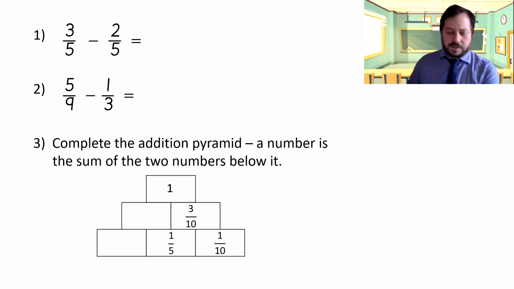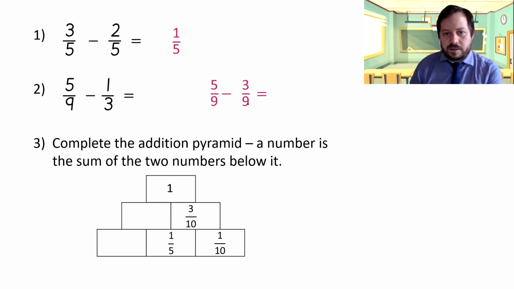Okay, let's have a look at the answers. The first one is 1/5, because we keep the fifths the same and we just do 3 minus 2, which is 1. Same down here, except we have to get the same denominator, so we times this by 3 to get 3/9, and then we do the subtraction to get 2/9 as our answer.